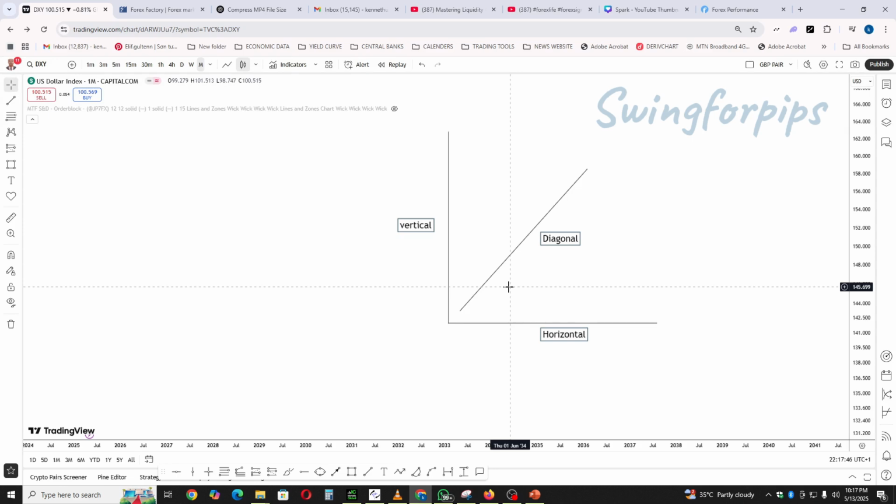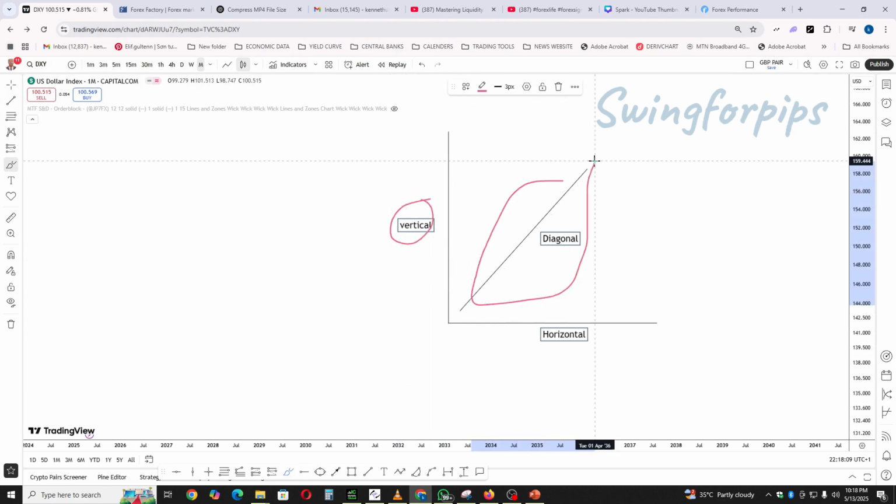As basic as it is, the fundamentals of the whole thing is that it all boils down to three lines when you're trading, no matter how simple or how complicated your trading strategy or your approach to the market is. So the first line you can see here is the vertical line, the diagonal line, and then the horizontal line. You can't do better than these three lines.